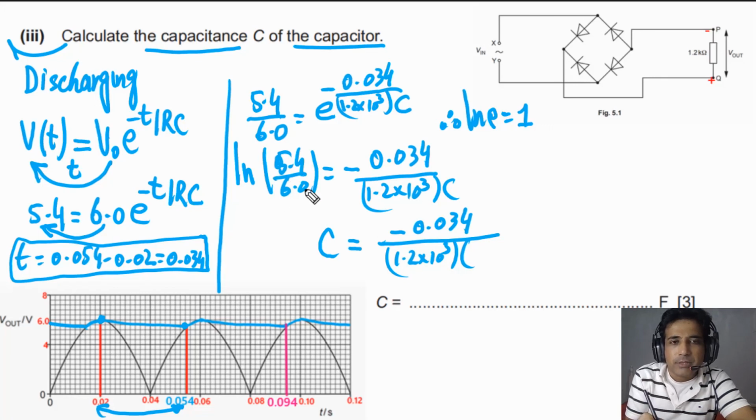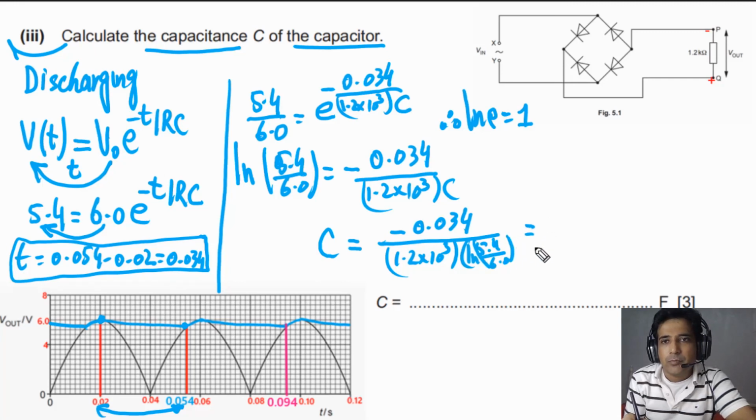I'm just writing this value, but you can use a calculator. You can find ln of 5.4 divided by 6.0. So here you need to write ln of 5.4 divided by 6.0. If you solve this, your final answer has to be equal to 2.7 times 10 to the 4 farads. And this is the final answer.